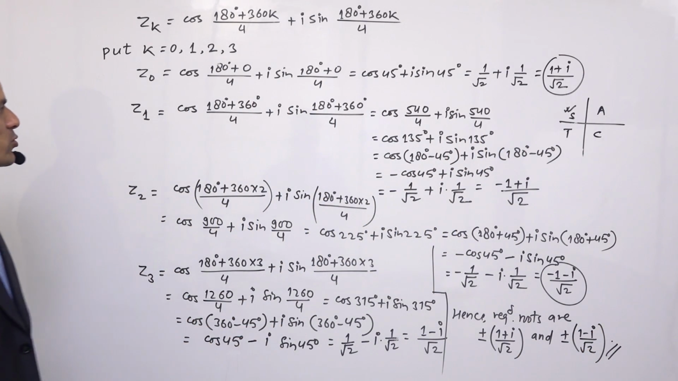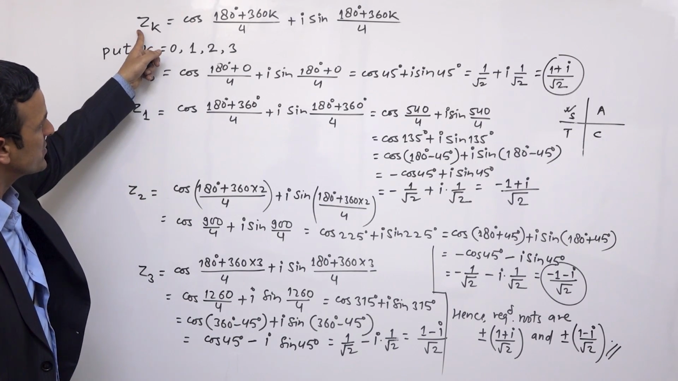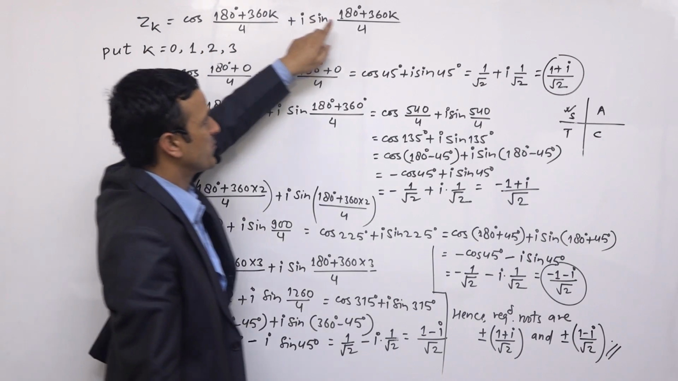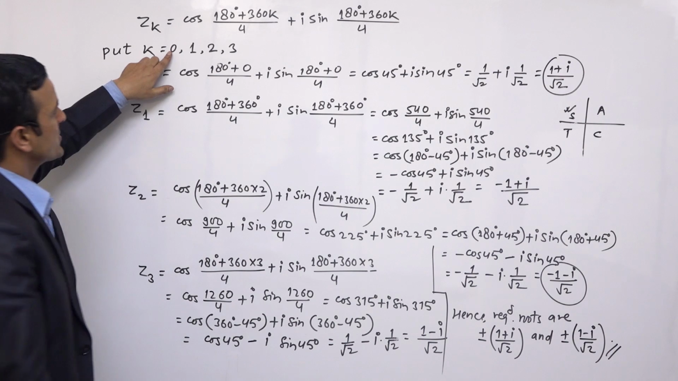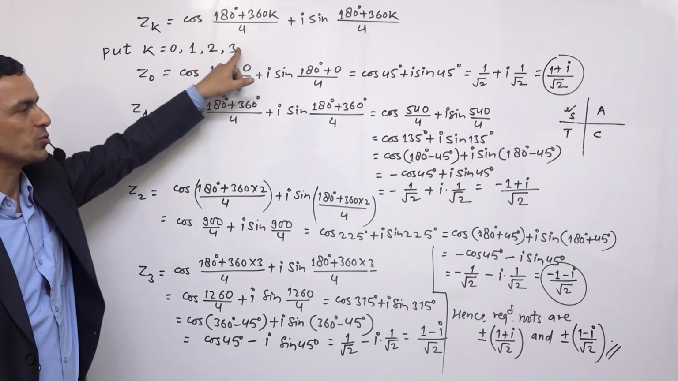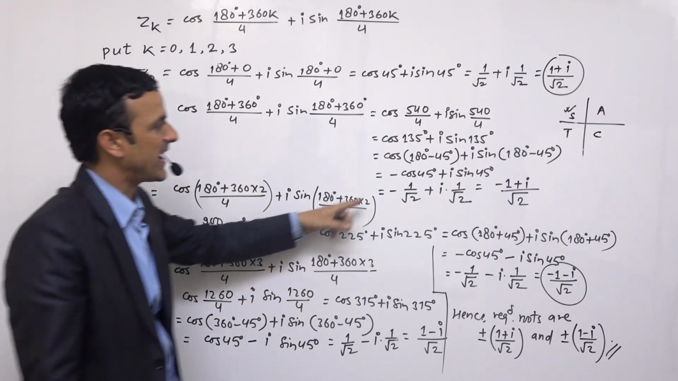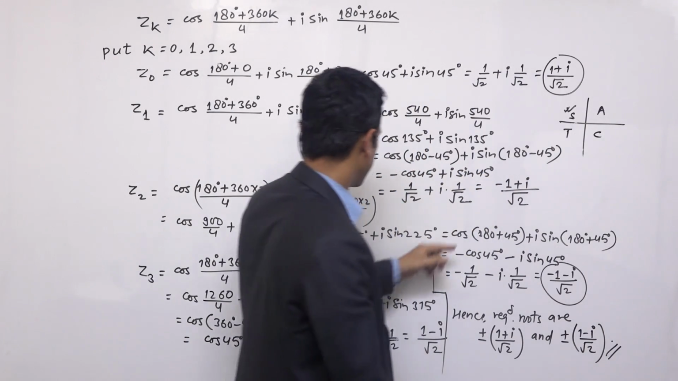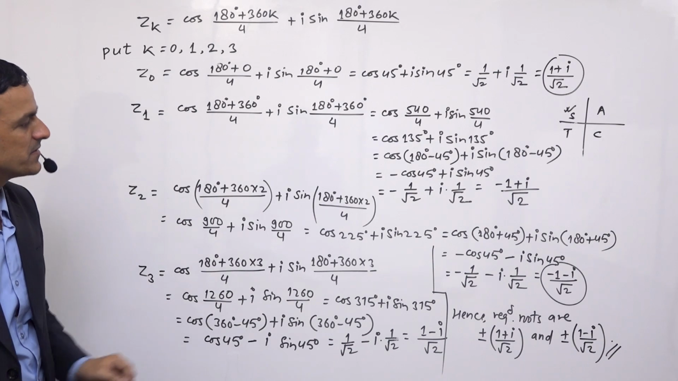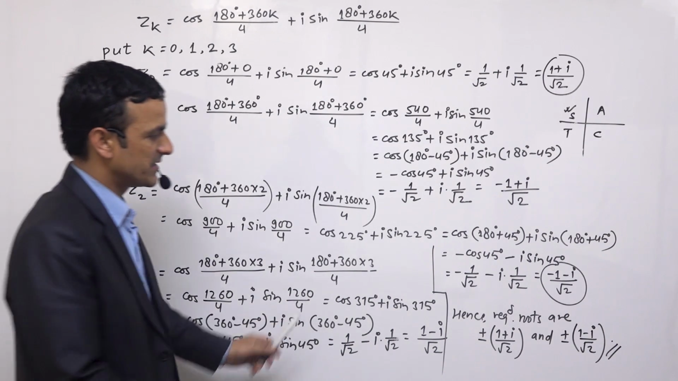These are the required roots, or required fourth roots, of z to the power 4. So first of all, convert into general polar form. Then substitute the value of k turn by turn from 0 to 3. One by one, if you put the value and find the value of cos and sine, then we get the respective value of this term. So these are the possible roots of this question.